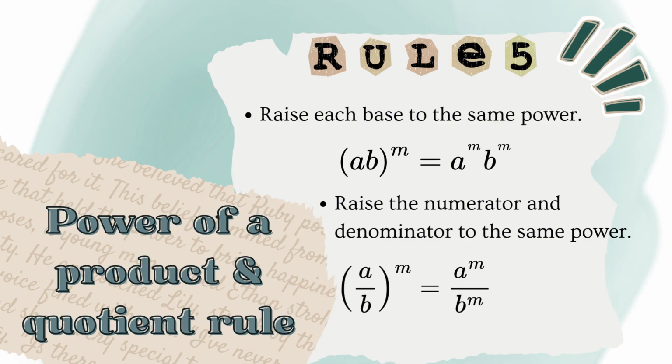And also, if they are dividing each other, here we have a divided by b all raised to the power of m, you can share the m to both the numerator and the denominator respectively.